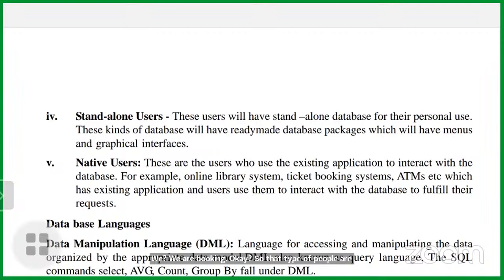And last, naive users are there. These are the users who use the existing application to interact with the database. For example, online library system, ticket booking system, ATMs, etc. Already the program is designed, so that program we are using. That type of user is called a naive user. So how many types of users are there, that is the question actually here.